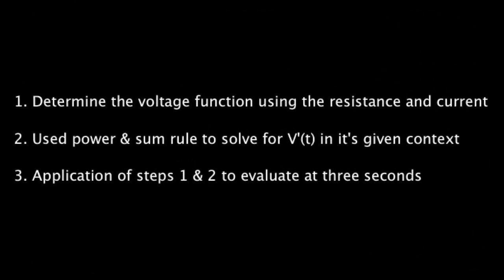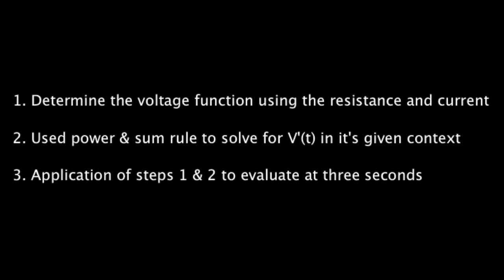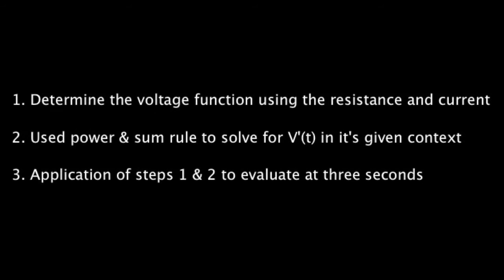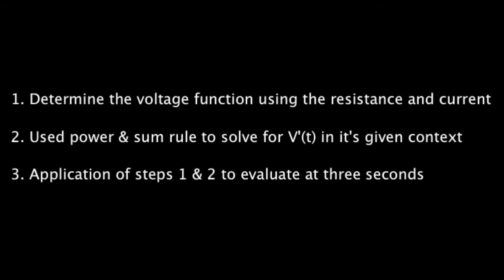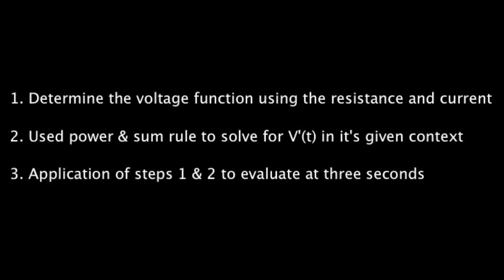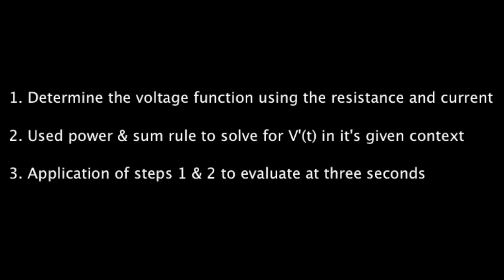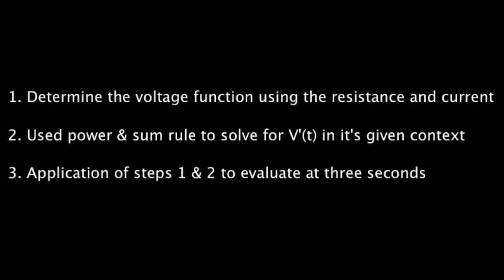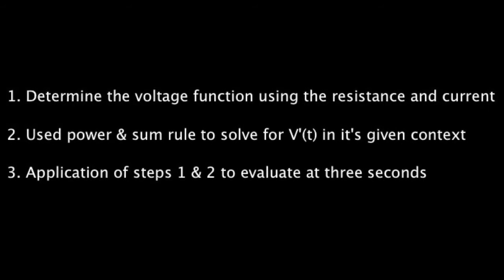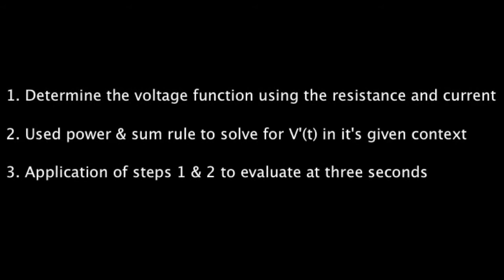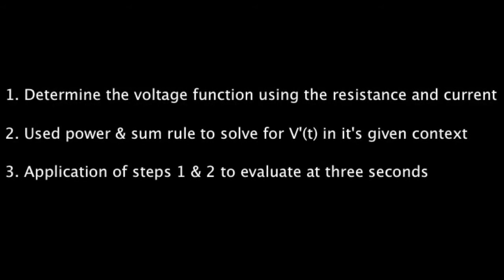Let's recap our strategy, our steps, and what we have done. We started off by determining the voltage function using the current and resistance function. Then we use various derivative rules, such as the sum and power rule, to solve V prime of t in its given context. And finally, we applied everything that we had done in parts 1 and 2 to evaluate at 3 seconds for both the current, resistance, and voltage.